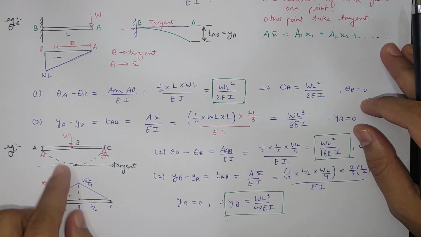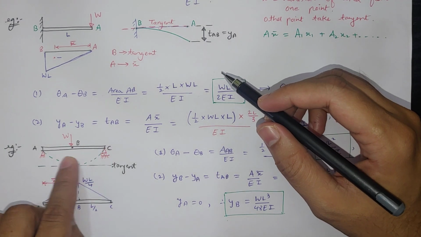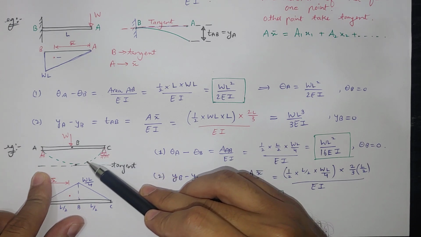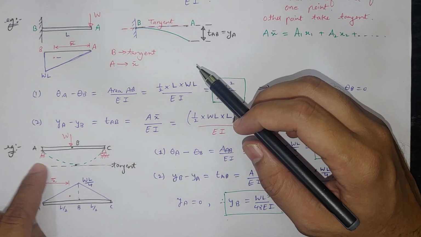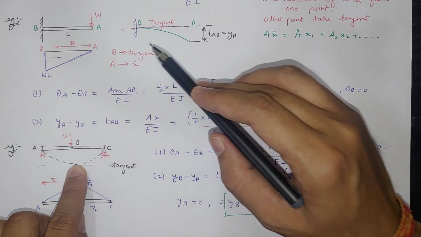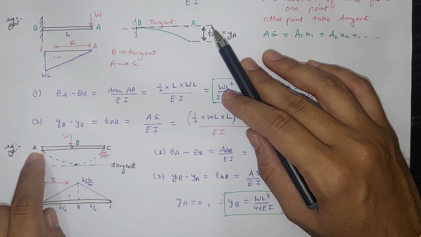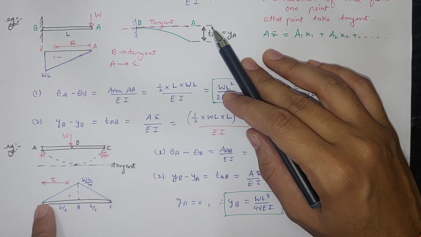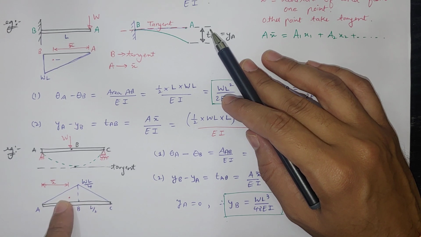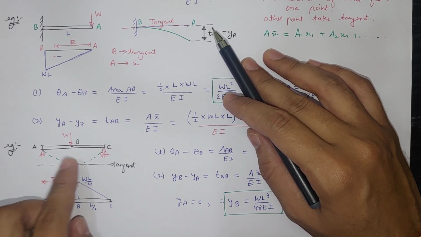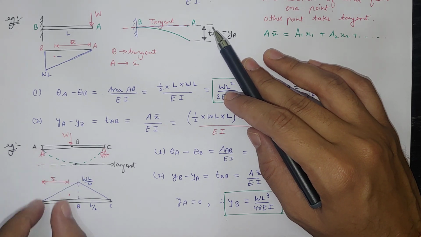Here if you see, we have the simply supported beam, we have point load at the center, we know the deflection curve will be like this. So I am taking tangent at B point, similarly as the first problem. So the other point which is remaining, I have to calculate x bar distance from that. So this is the bending moment diagram. So maximum bending moment is WL by 4 at B point, the half distance is L by 2.